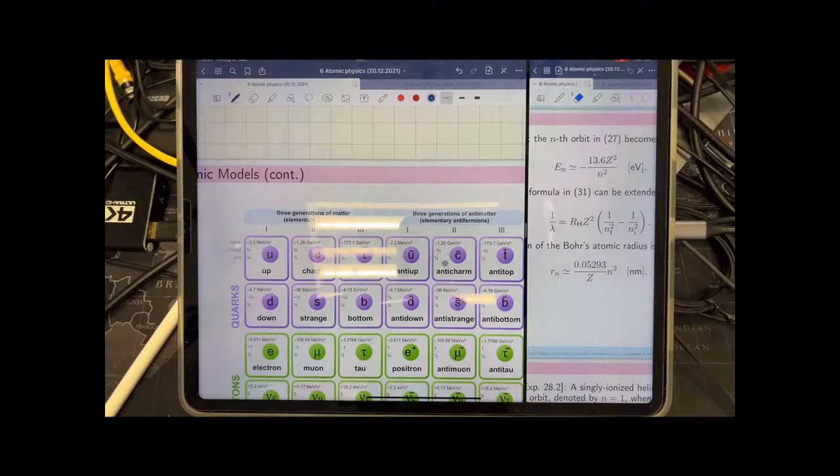For the charm quark, there is an antiparticle, which is called anti-charm. You can see that the mass of the charm quark is 1.28, and here is the same 1.28 for the mass of anti-charm quark. The difference is only the charge value, which is 2/3 for the charm quark and minus 2/3 for the anti-charm. The spin number is the same, 1/2, 1/2. And what about the top?